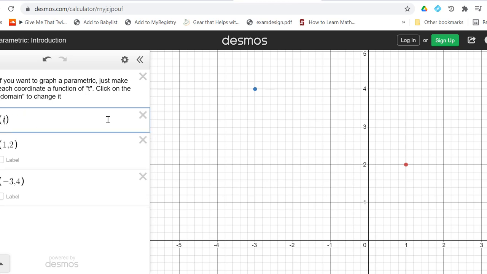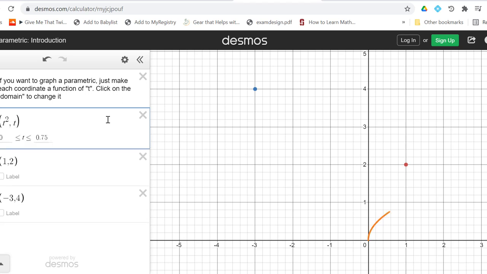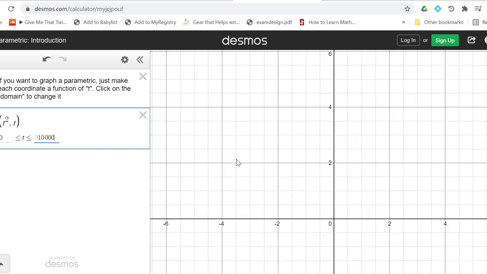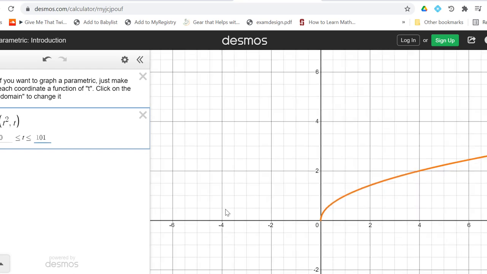Okay, we want t squared, t, and we're going to go from 0 to 1, then 10, then 100, then 1,000, and right now Desmos is like, you gave me too much to handle. But we can see that we need to let t go to infinity, and then we've got the correct curve.